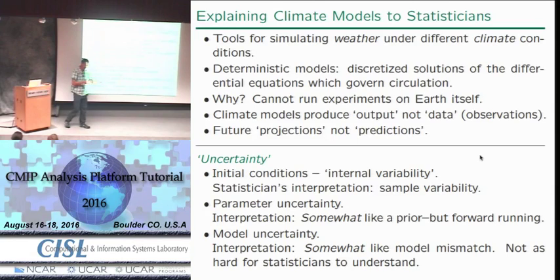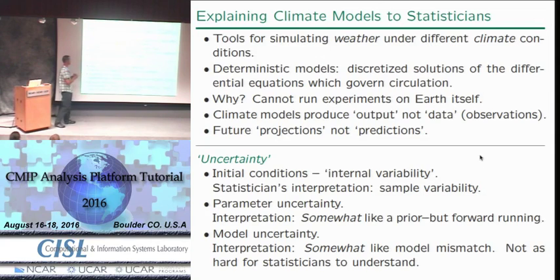And of course, it's because we can't perform experimentation. We don't have multiple Earths where we can set the greenhouse gas concentrations and other forcings to some level and see what comes out. And so climate models are our best tool for running these experiments.